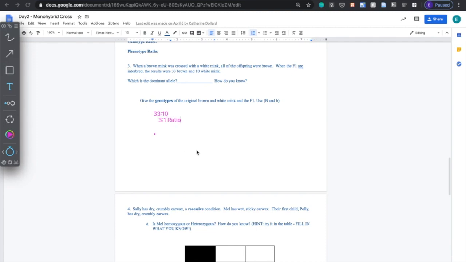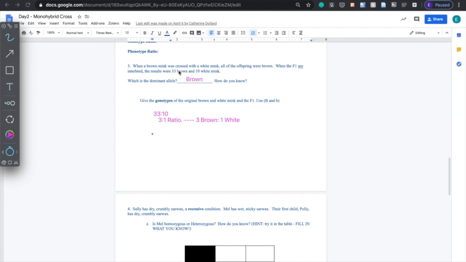Which means that there are going to be 3 brown to 1 white mink. We're talking about the coat color of these weasel creatures. Because there's more brown than white, that's a good indicator as well that brown is the dominant allele. We also know it's brown because when we cross a brown and white, we only get brown. So that brown is overriding, it's the dominant.